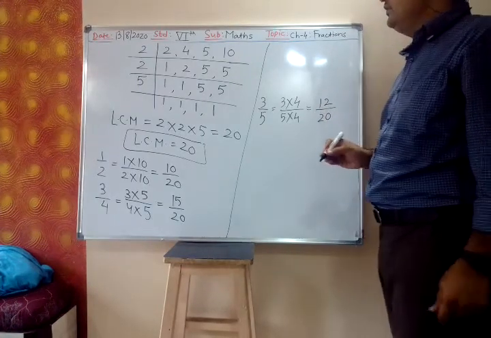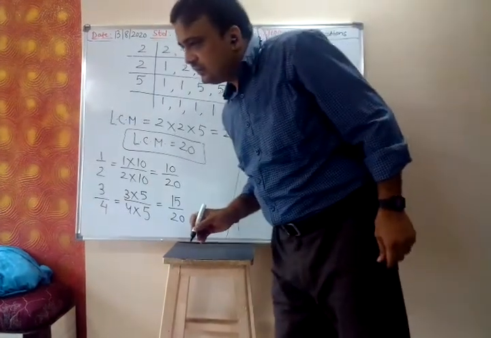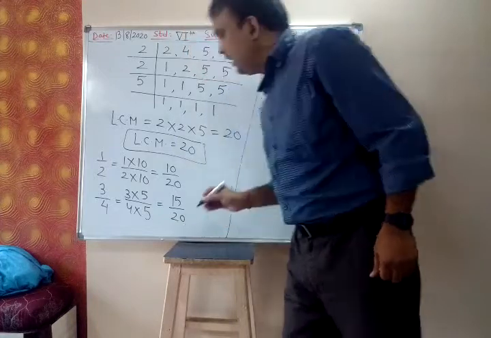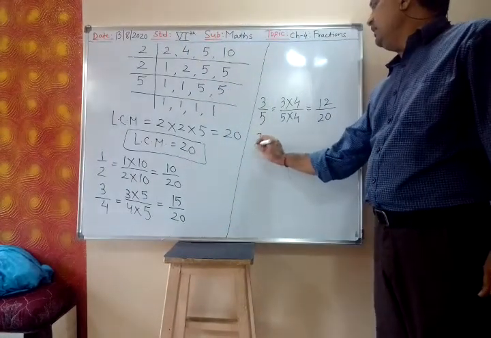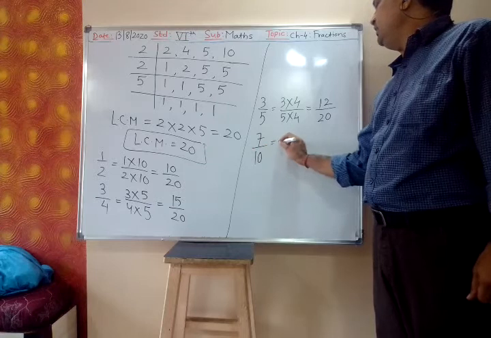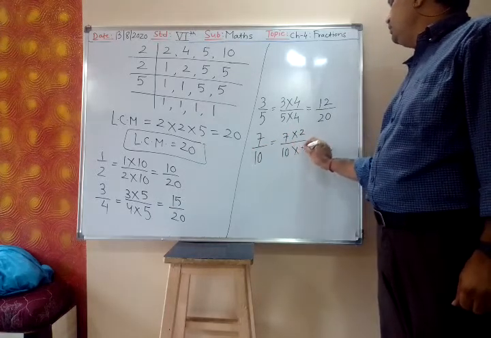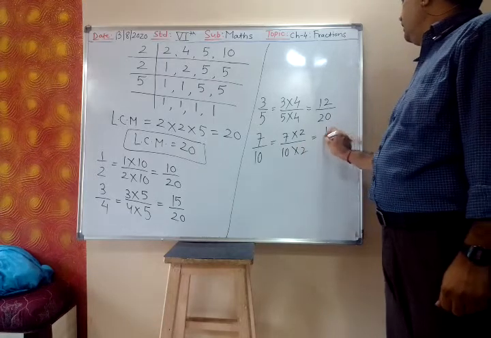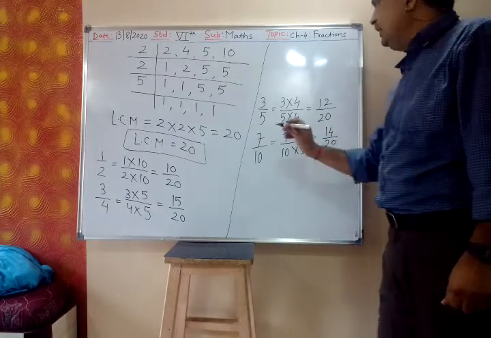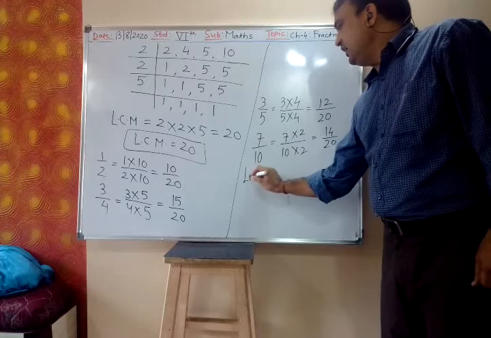Now what is next? Next fraction is 7 upon 10. I want denominator 20. So 7 into 2 upon 10 into 2, that is 14 upon 20. So we write the like fractions.